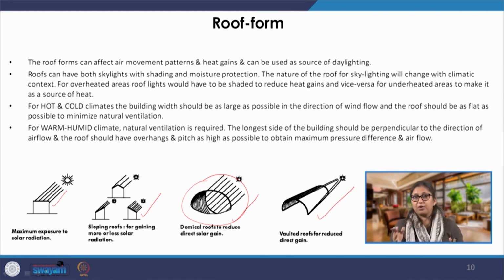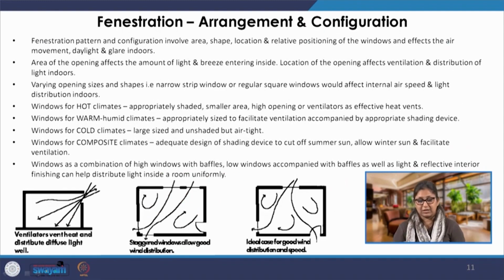So, depending upon the amount of radiation that is received and the amount of radiation that is required, we will select the type of roof, plus also the precipitation that is received, the amount of rain or snow. Then we come to fenestration, both arrangement and configuration and also the orientation.